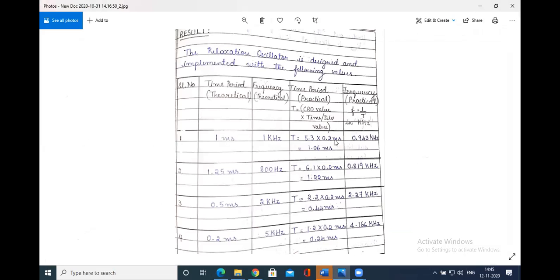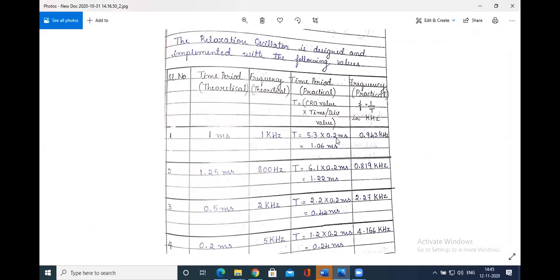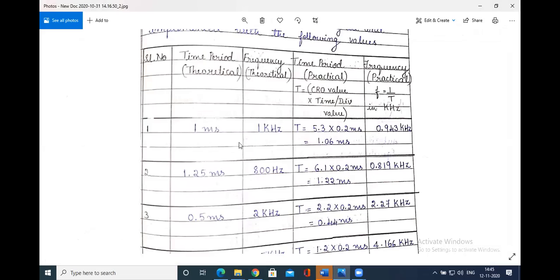See, first, before that, how do you write the results? So to write the results, I have given theoretical value 1 millisecond. For example, I have given the frequency equals to 1. So you calculated theoretically 1 millisecond. Similarly, you calculate 1 millisecond based on the value R1, R2 equals to, you calculate practically in the CRO. This 5.3 is being measured in CRO.